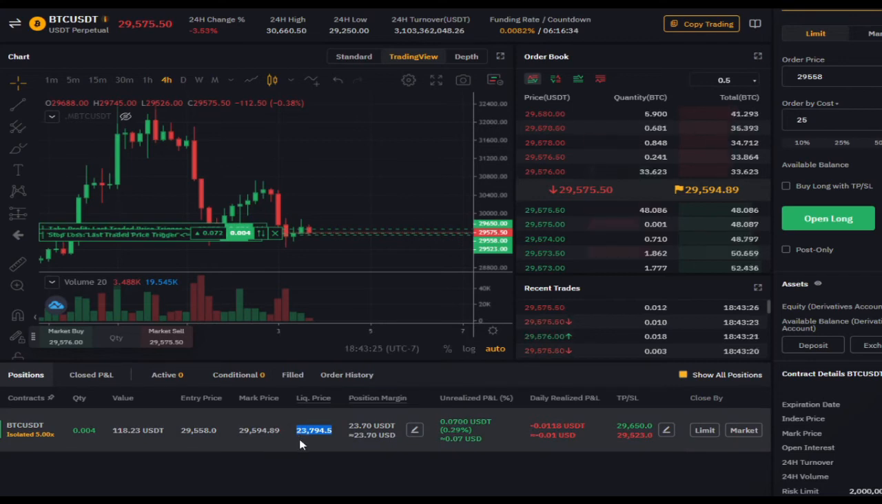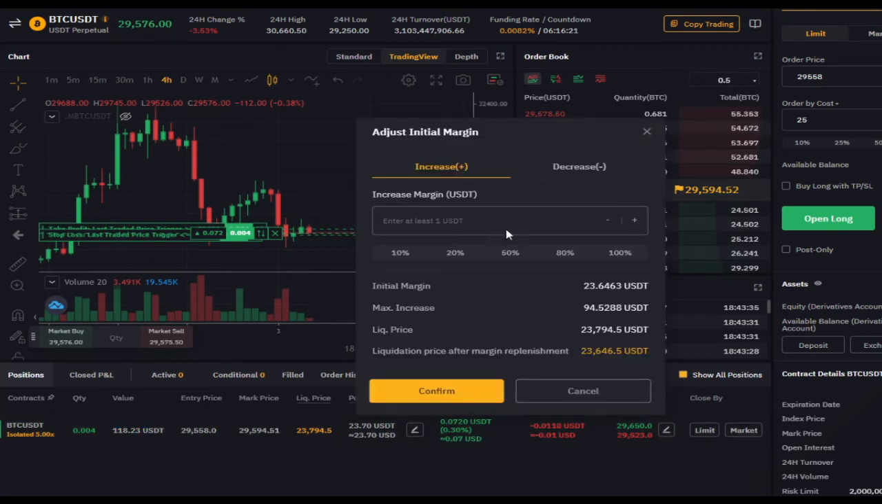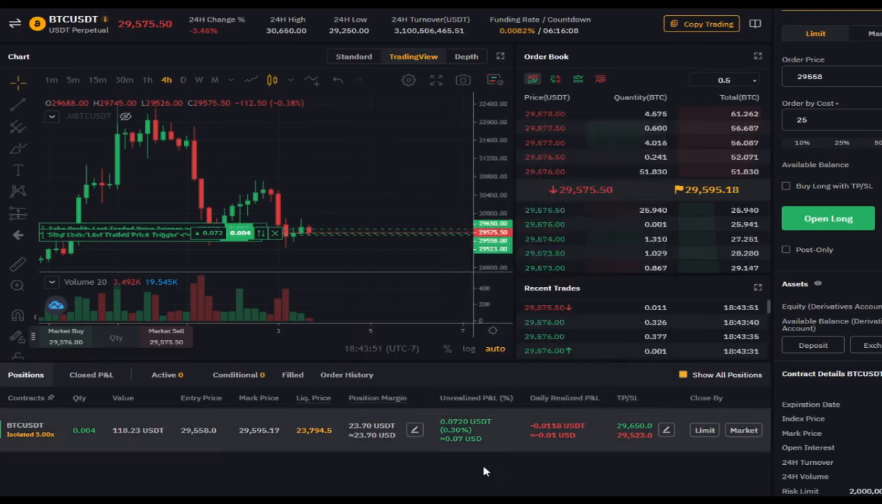So instead of being 23,794, depending on how much I put in of the total value, it could go all the way down to like 2,000 to 5,000 or something like that, right? So I can come in here and say, hey, I want to put in another 20% of margin, and see, it'll change my liquidation price to 19. Say I want to put in 100%, it'll change my liquidation price to 148, right? So just be aware of that.